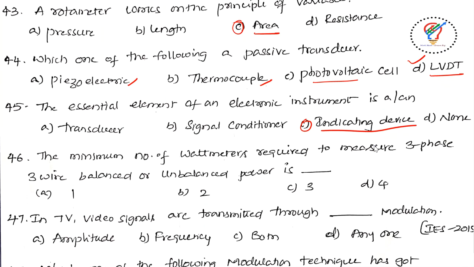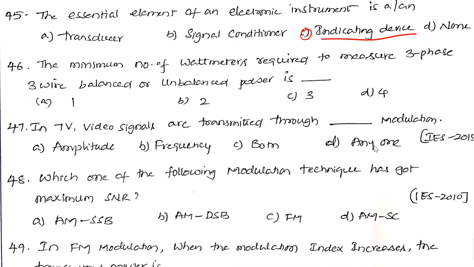Next one, the minimum number of wattmeters required to measure three phase, three wire, balanced or unbalanced power. For both cases, balanced and unbalanced, in a three phase three wire system, according to Blondel's theorem we can use the formula n minus 1. So three phases means 3 minus 1, which is going to be 2. So with two wattmeters we can measure both balanced as well as unbalanced power in a system.